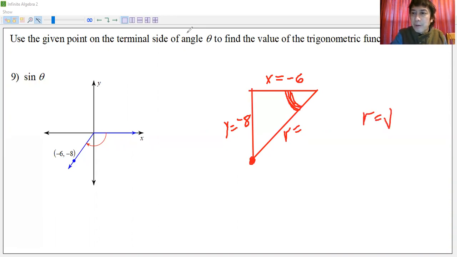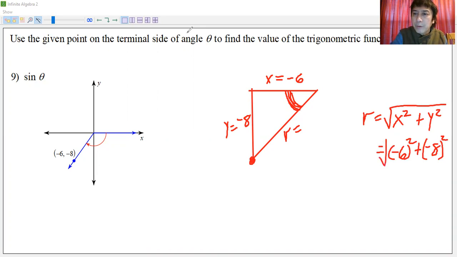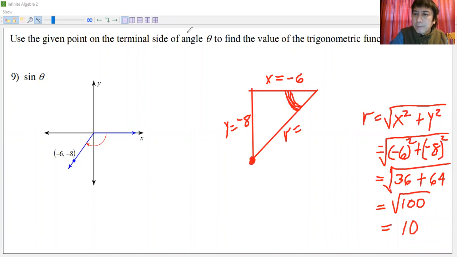So this is the formula, the Pythagorean theorem formula. And x will be negative 6 squared, and y is -8 squared. There. And this will be both under the square root sign. This gives us 36. This gives us 64. And the sum of this under the square root is square root of 100. And square root of 100 is exactly 10. That's why we have r equal to 10.